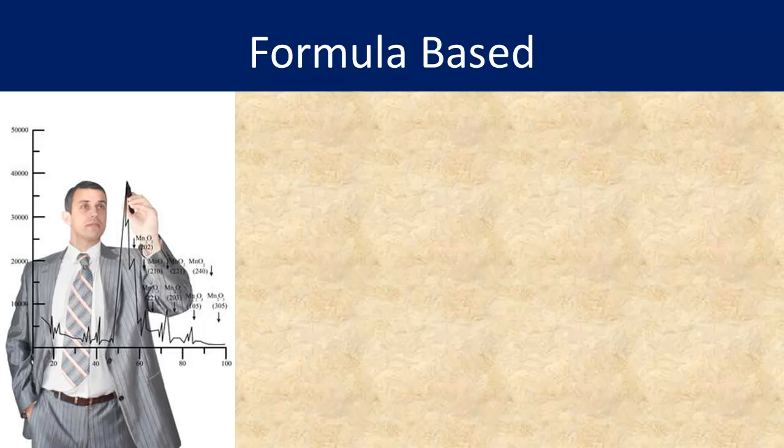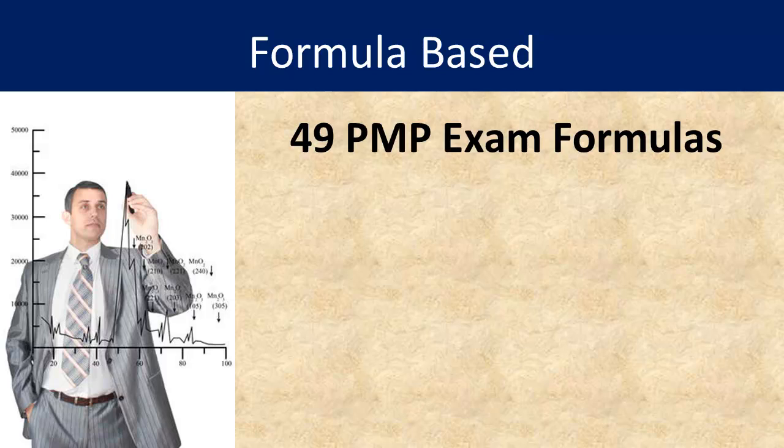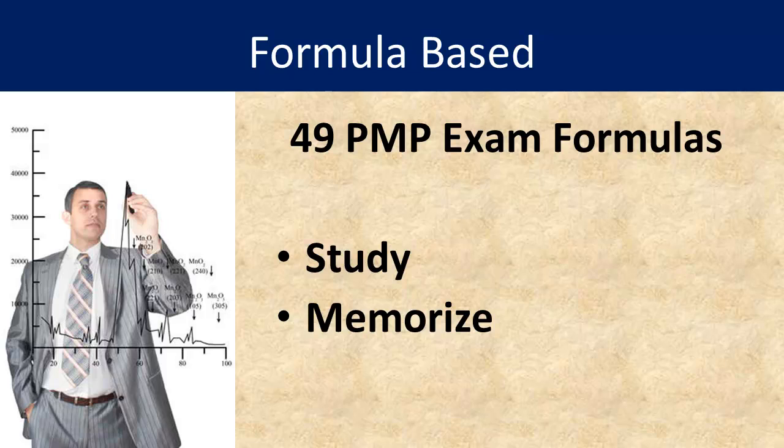First of all, there are the formula-based questions, and they are more than just solving for the median or calculating earned value. There are around 49 PMP exam formulas that you must know backwards and forwards in order to pass the PMP exam. You have to study them, you have to understand them thoroughly, down to the importance of each element that will give you the decision-making criteria to include or exclude values that you get from the PMP exam question scenario.